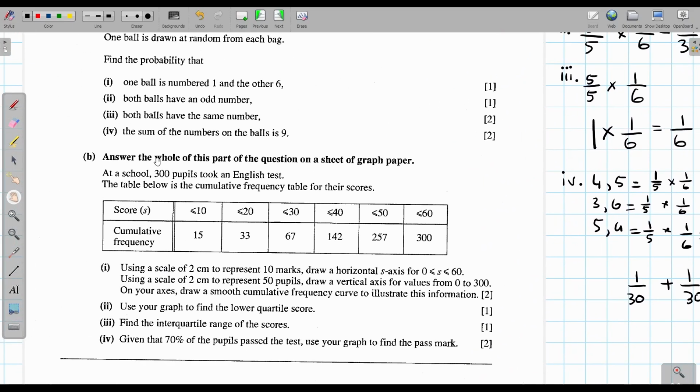Now for the second part, at a school, 300 pupils took an English test. The table shown below is the cumulative frequency of their scores. Using a scale of 2 centimeters to represent 10 marks, draw a horizontal axis from 0 to 60. Using a scale of 2 centimeters to represent 50 pupils, draw a vertical axis of 0 to 100.